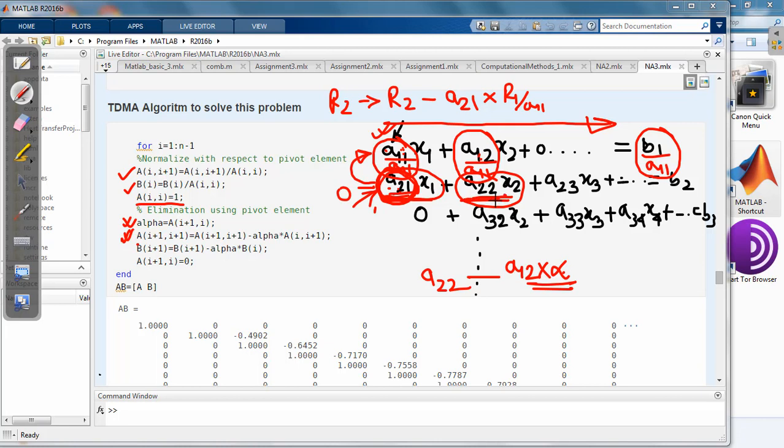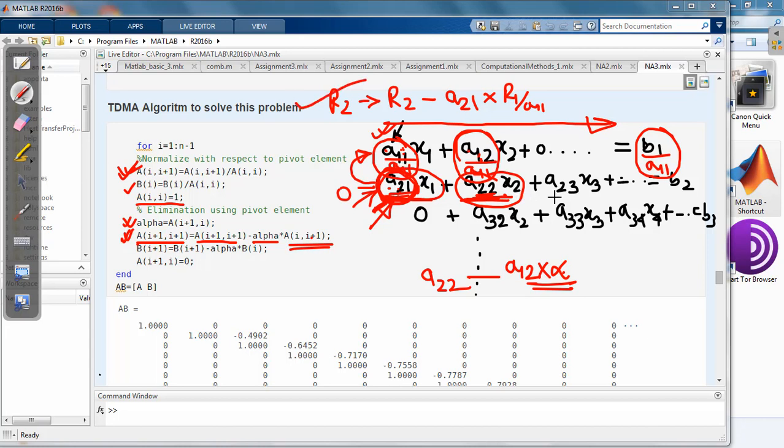So that is basically done. You observe here that what will be a22, that is the previous a22 minus alpha, alpha is this particular value, multiplied by the new value of a12. New value of a12 is what? A12 by a11. That has been stored already here. Okay, so in this way this row value has been changed according to this formula.